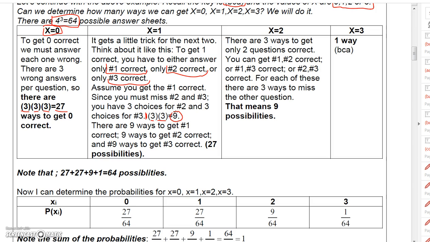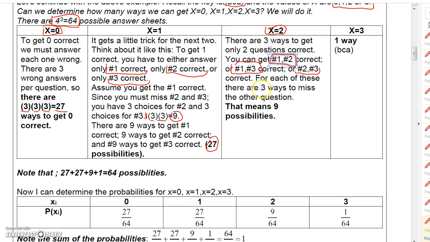Well, you're going to have the same number of ways to get number 2 correct, and the same number of ways to get number 3 correct. So if you add those together, 9 plus 9 plus 9, you're going to get 27 possibilities. Now, let's talk about the ways you could get 2 correct. Well, you could get number 1 and 2 correct and then miss number 3. But remember, there's only 3 ways to miss number 3. Or you could get 1 and 3 correct and miss number 2, but there's only 3 ways to miss number 2. And then you could get 2 and 3 correct and miss number 1, and there's only 3 ways to miss number 1.